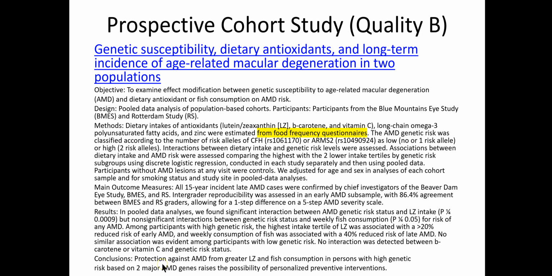And in this case, they found that there was a reduction of AMD if you ate fish and took lutein and zeaxanthin, and also if you had a high genetic risk. If you had a high genetic risk and you did these things, you were less likely to get AMD.